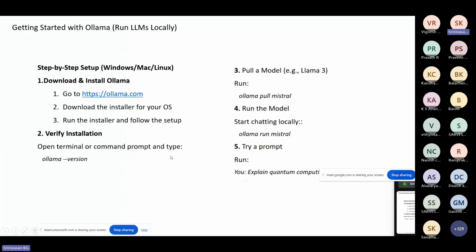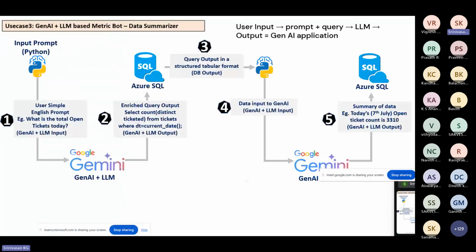Okay, so this is one use case. There is another use case we have. This is a metric bot. What metric bot means is the user is going to give an input, a natural language input. So the input, what it is going to do, what we are going to do.